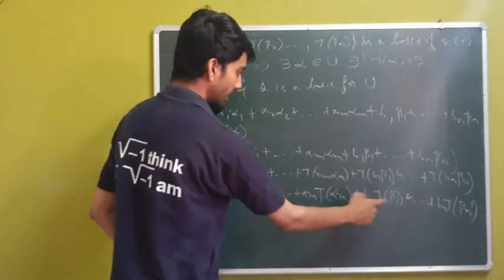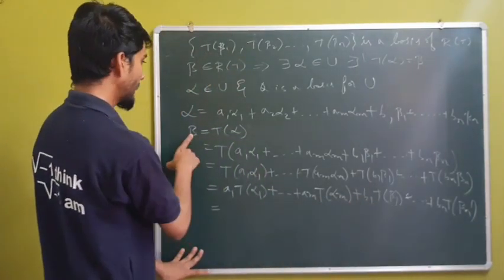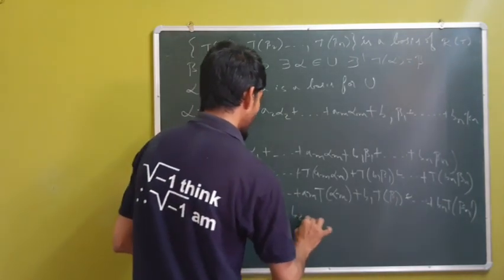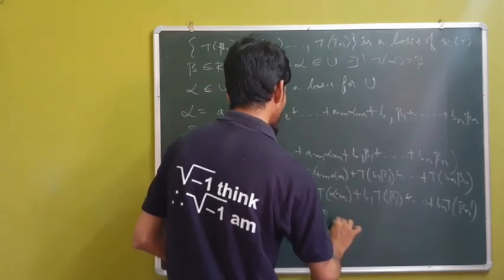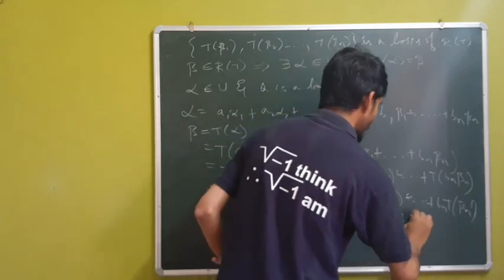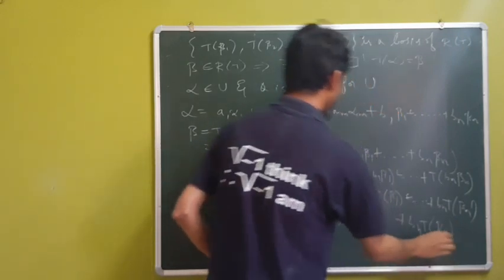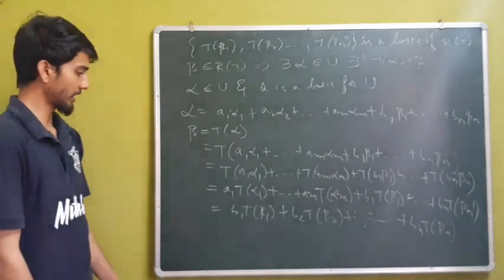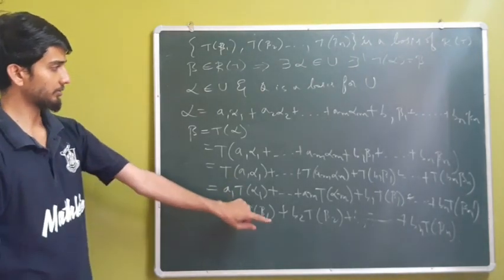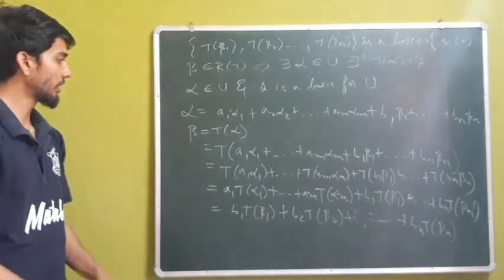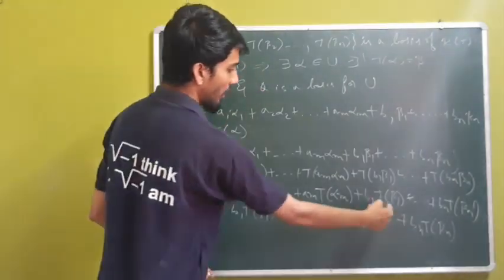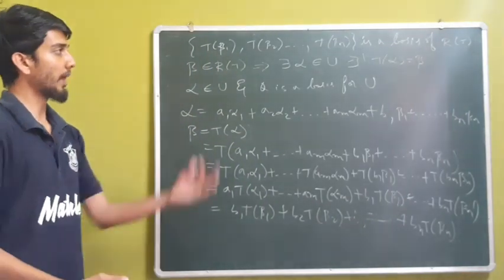So these terms will be 0, and now we are left with beta equal to b1 times T(beta 1) plus b2 times T(beta 2) plus b3 times and so on up to bn times T(beta n). So now I am able to express beta as a linear combination of these elements, where n is the dimension of the basis. So this set T(beta 1), T(beta 2) and so on up to T(beta n) spans R(T).